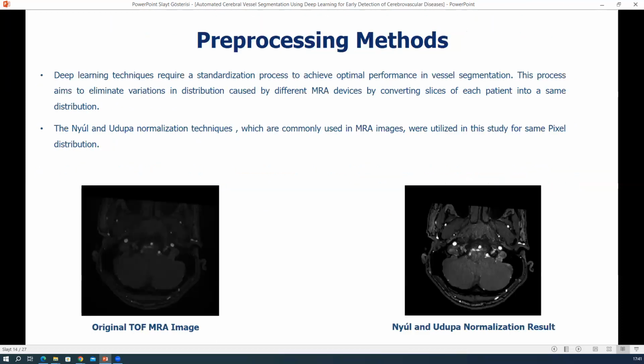in the medical field. Pre-processing methods. Deep learning techniques require a standardization process to achieve optimal performance in vessel segmentation. This process aims to eliminate variation in distribution caused by different MRI devices by converting slices of each pattern into the same distribution. The Nyul and Udupa normalization techniques, which are commonly used in MRI images, were utilized in the study for the same pixel distribution.